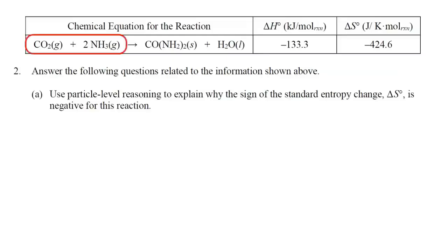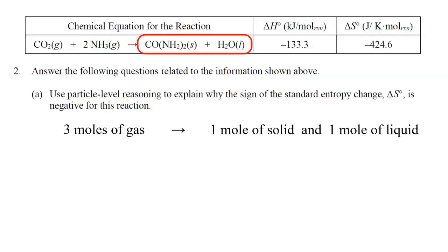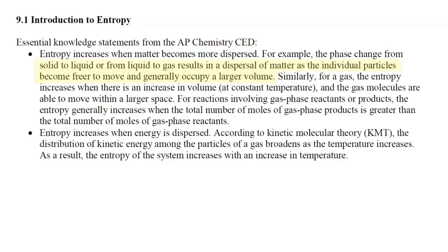So for the reactants, we have a total of 3 moles of gas. And for the products, we have 1 mole of solid and 1 mole of liquid. So again, back to topic 9.1, it says that when we change from a solid to a liquid, or from a liquid to a gas, this results in a dispersal of matter as the individual particles become freer to move and generally occupy a larger volume. But that's not what's happening in this particular equation.